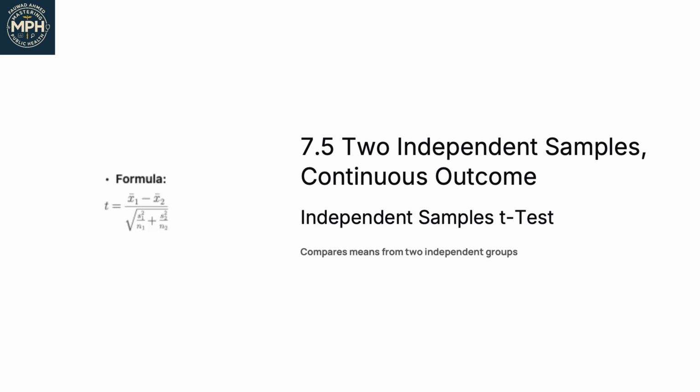Fifth is tests with two independent samples, continuous outcome. To compare the means of two unrelated groups like males versus females, we use the independent samples t-test. Subtract the two sample means, then divide by the square root of the sum of each group's variance divided by its sample size. If the result is significant, we conclude the means are different. If the assumption of equal variance isn't met, we apply a version called Welch's t-test.